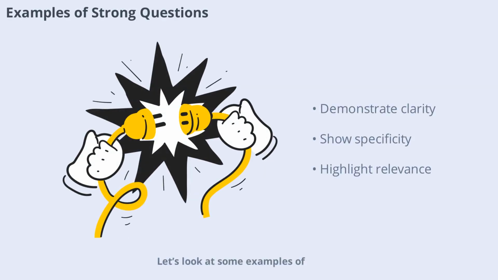Let's look at some examples of well-formulated research questions in medical research. For instance, does a low-sodium diet reduce blood pressure in adults with hypertension over 6 months? Or what are the barriers to medication adherence among elderly patients? These examples demonstrate clarity, specificity, and relevance.